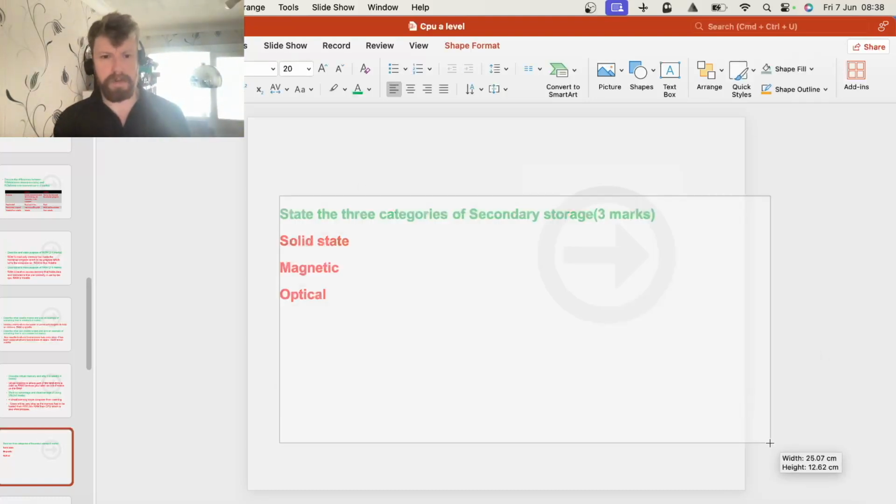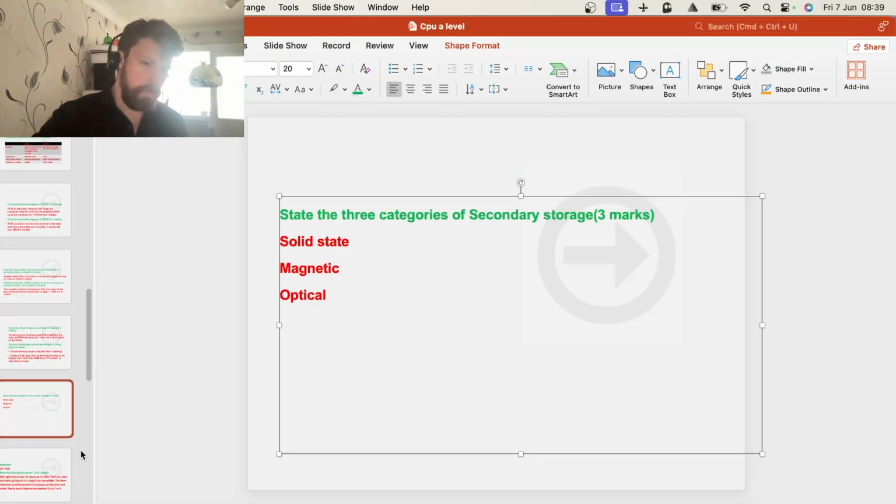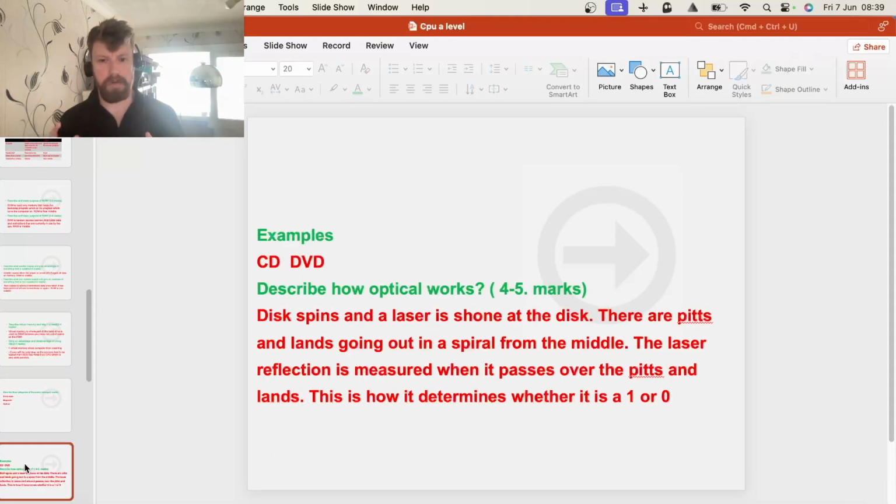Okay, secondary storage. We gave a definition for secondary storage already, but the three main types are solid state, magnetic, and optical. With these, you also have to know how to describe how they work. This one is optical. I don't know why we still do CDs and DVDs, because no one really uses them that much anymore. But anyway, examples are CDs and DVDs.